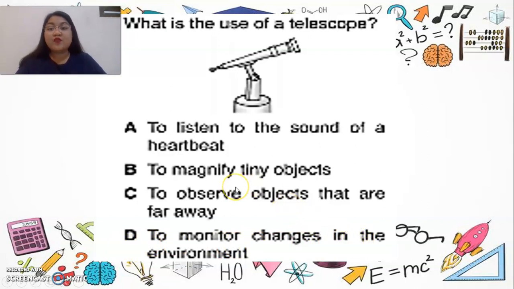So again, what is the use of a telescope? 3, 2, 1. The correct answer is, very good, letter C. So again, we use telescope to observe objects that are far away. We use telescope to see some planets, stars, the moon, or the sun.